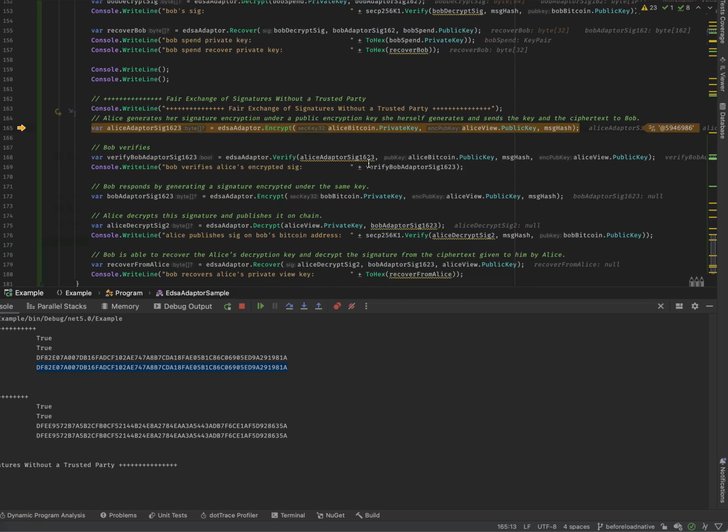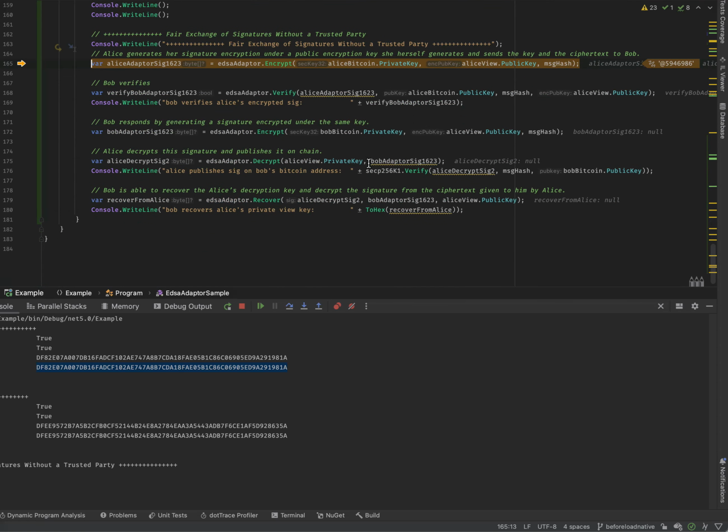So now we start with how this would actually work on chain. What Alice does is she uses her Bitcoin private key, and she wants to leak a secret, and she uses her view public key to do that. Okay, so she passes this to Bob.